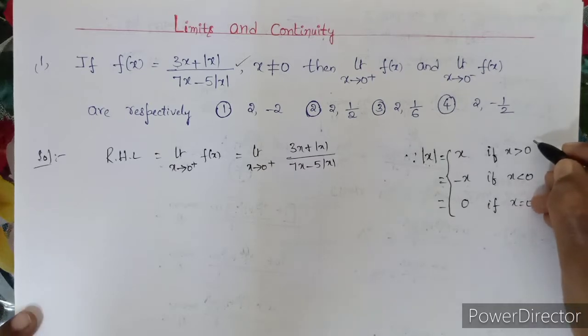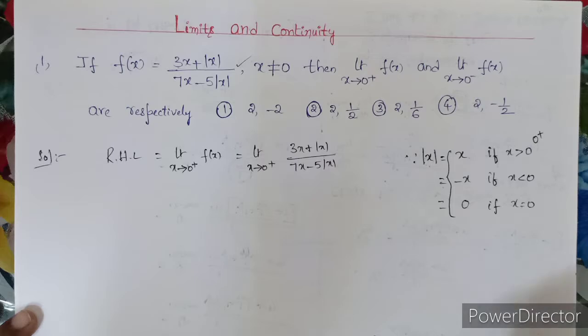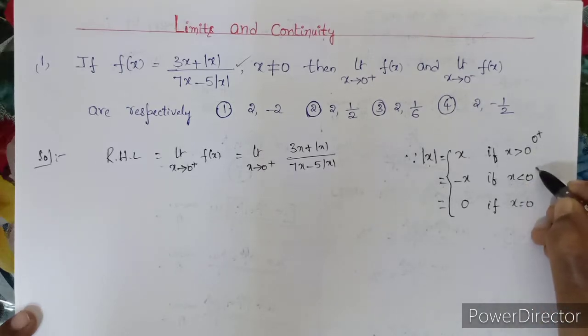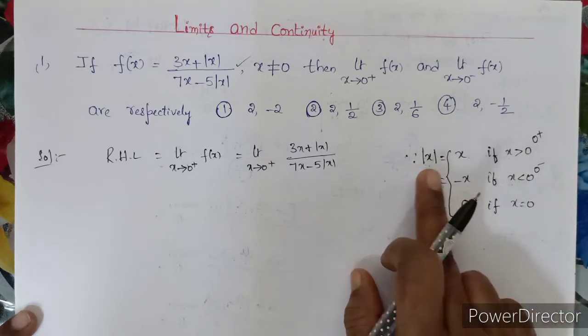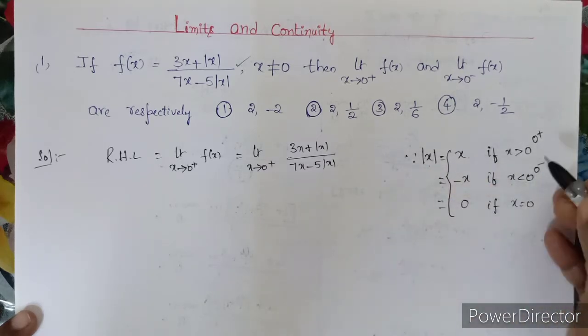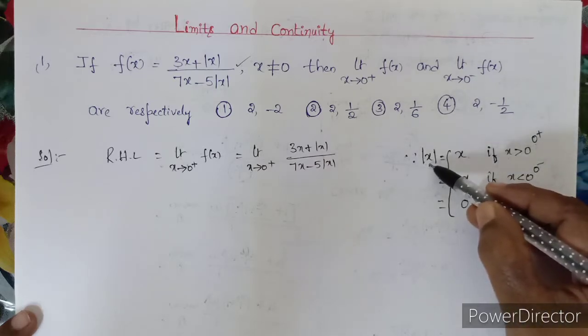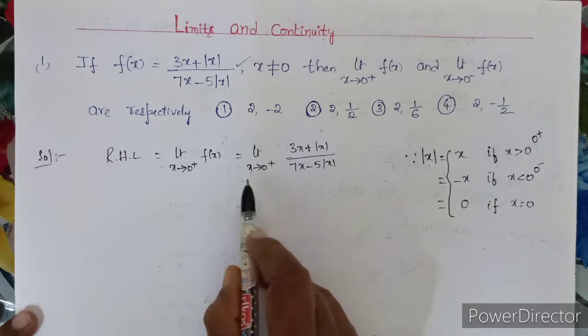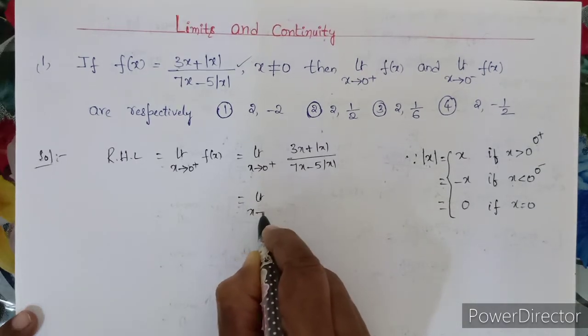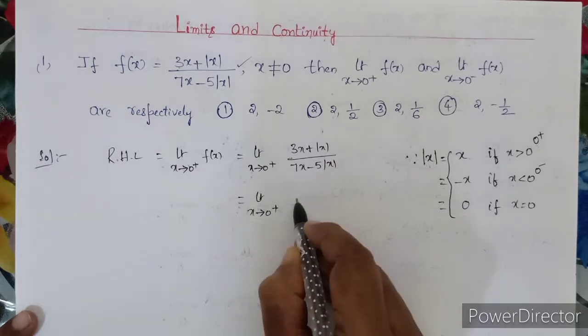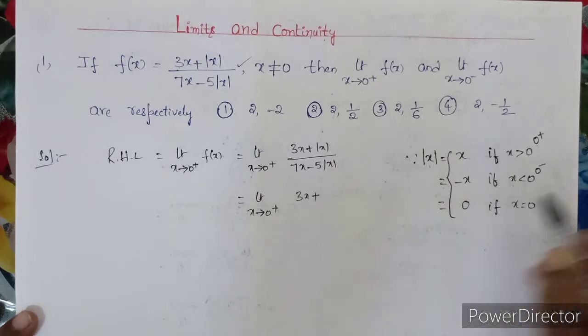X is greater than 0 means it is in the positive neighborhood of 0, x is tending to 0 plus. X is less than 0 means it is in the negative neighborhood, that is x tends to 0 minus, we should take mod x as minus x. If x tends to 0 plus, we should take mod x as plus x.